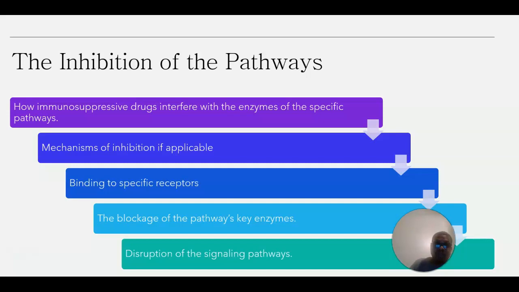And then, like I said about binding to specific receptors, there are certain receptors where kinases are going to be bound, and then there's going to be a blockage of the pathway's key enzyme, which is, like I said, calcineurin, a phosphatase enzyme. Once that phosphatase enzyme can't move at all, everything else will basically die off. And it will prevent the dephosphorylation of the nuclear factor of activated T cells. So this is all basically blocking T cell activation.